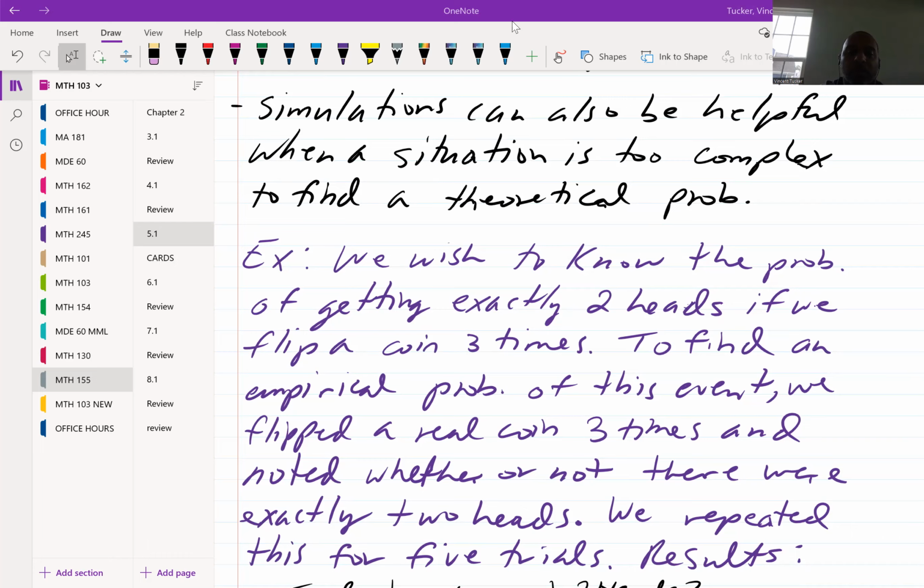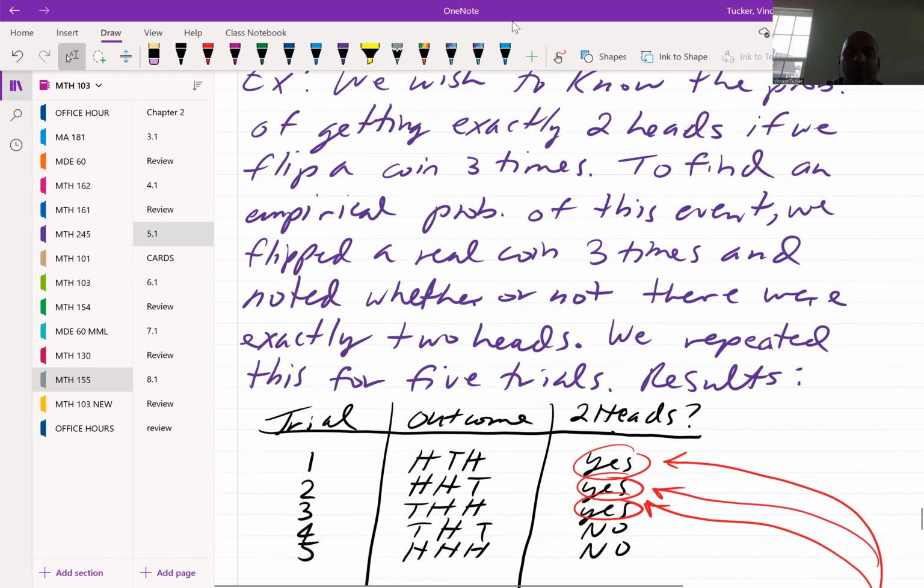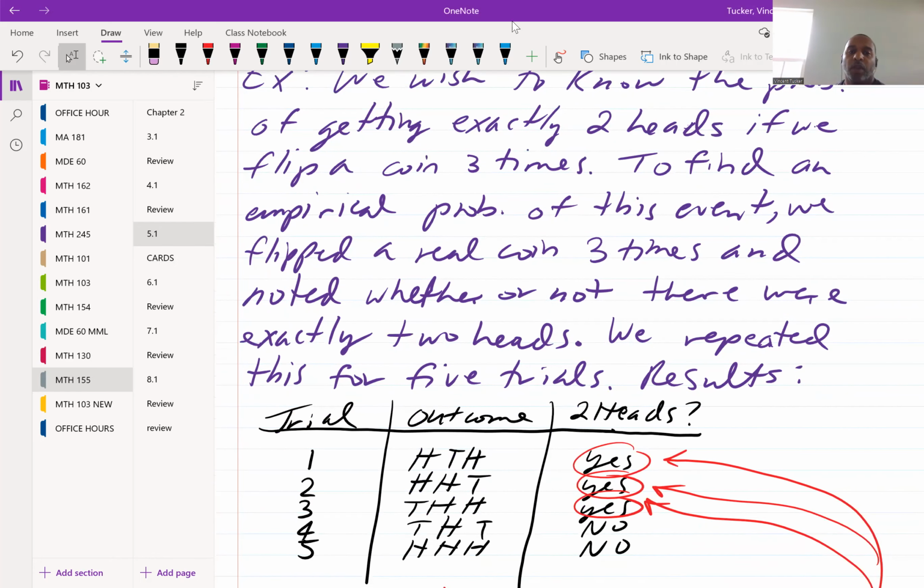All right, scrolling up. So here's the table. We have 5 trials. In other words, flip the coin 3 times, 5 different times. And this is what occurred. And we're looking for exactly 2 heads. We had for the first trial, heads, tails, heads. Second trial, heads, heads, tails. Third, tails, heads, heads. Fourth, tails, heads, tails. And then fifth, heads, heads, heads.